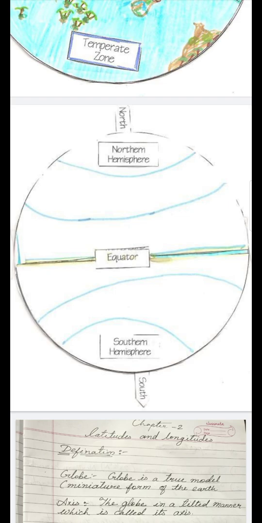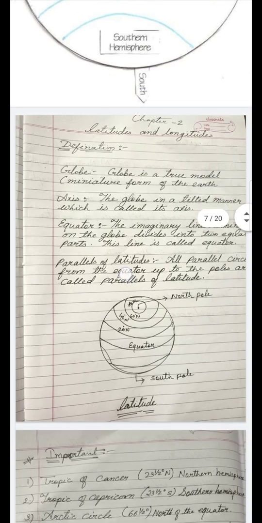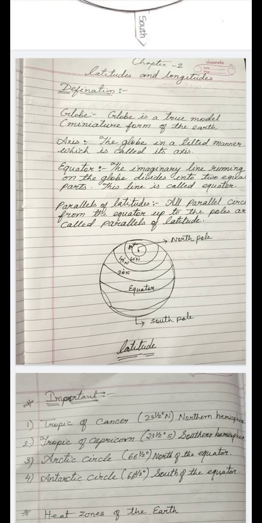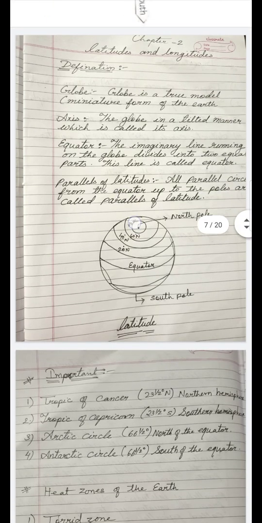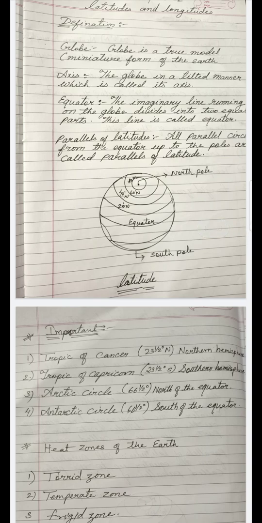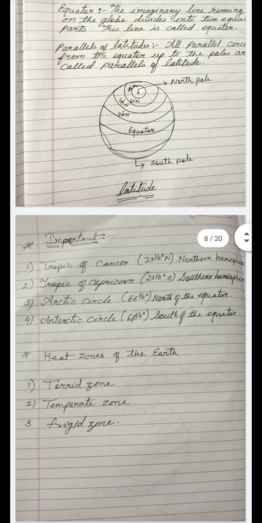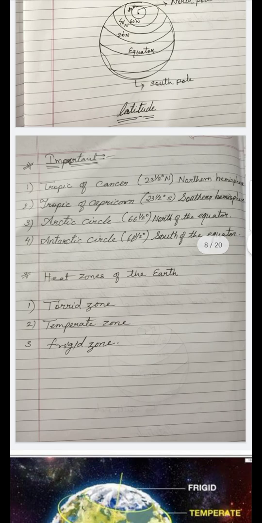You have to draw. Here is the definition of globe: axis, equator, parallels of latitude. Here is the diagram also. Important: Tropic of Cancer, the degree is mentioned and where it is found, the northern hemisphere. You have to learn all this, and you have to write it also.